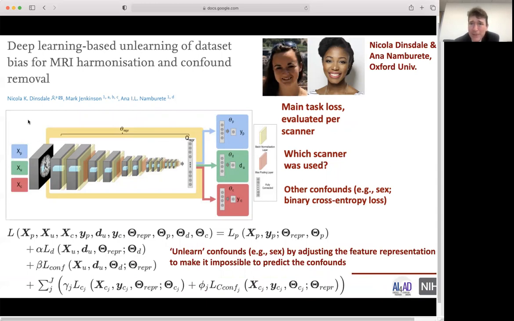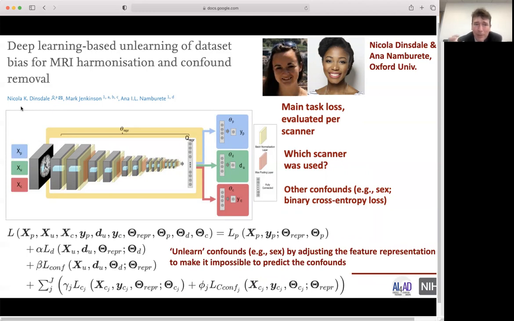This work by Nicola Dinsdale and Ana Namburete at Oxford University is looking at how we would make predictive models that adjust for other confounds, not just the site where the data was collected, but other confounds might be age or sex, or there might be something about the patients being scanned.